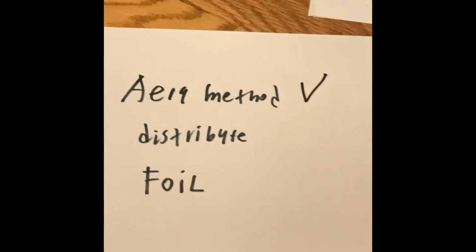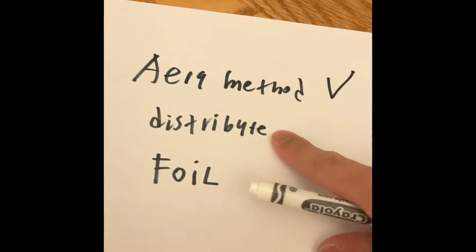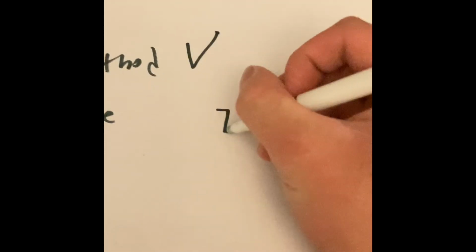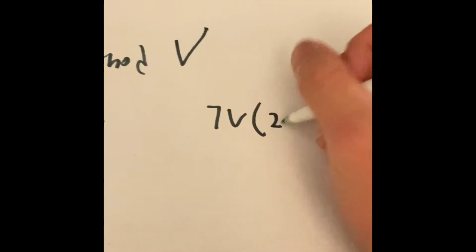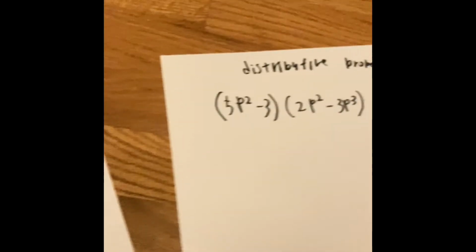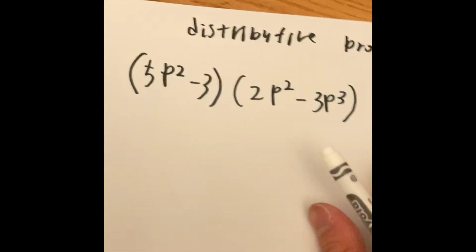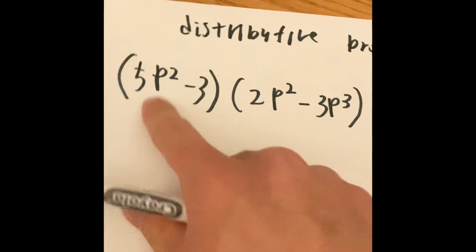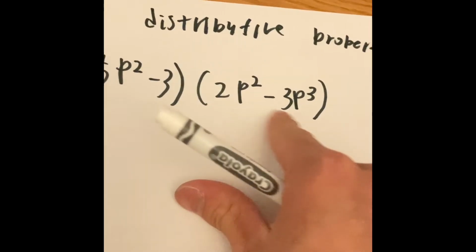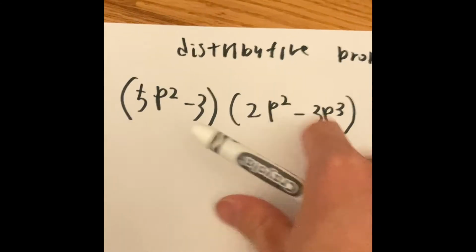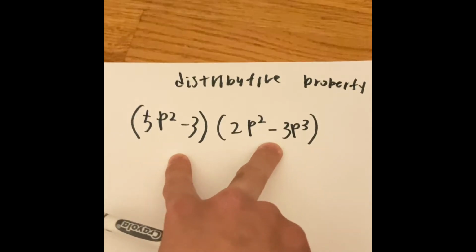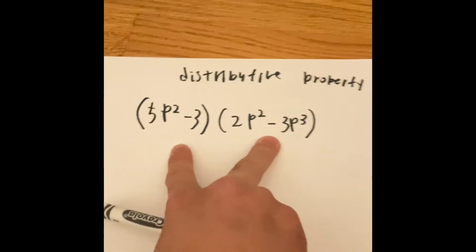Check. Let's distribute. When we distributed in the last video, we saw equations like 7v multiplied by 2v squared plus 3. But sometimes you'll have a much larger equation to handle, and what you have to do is distribute one expression over the other. But when you have two giant expressions, the distributive property has a little bit different steps and a few more steps.